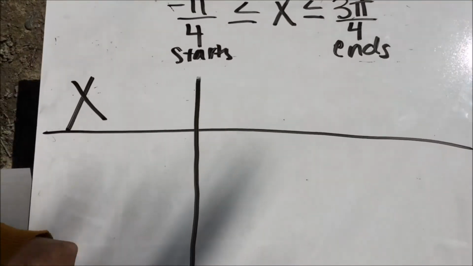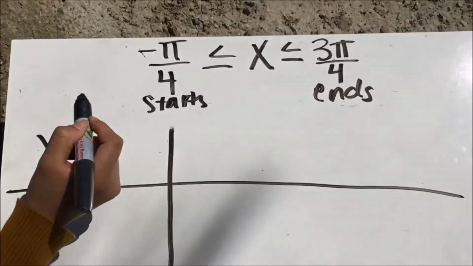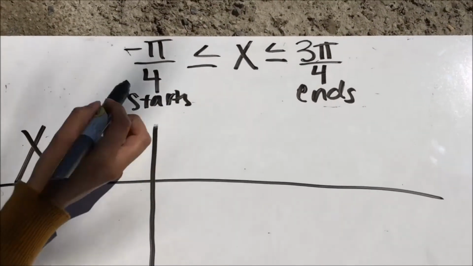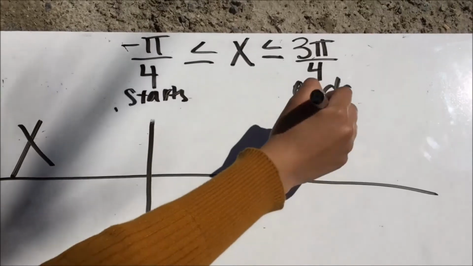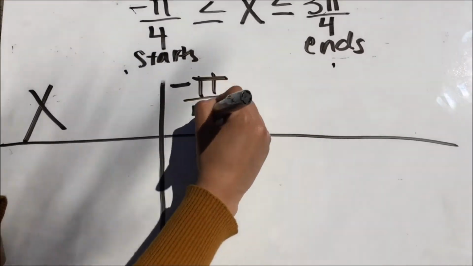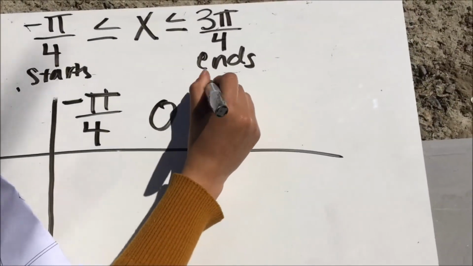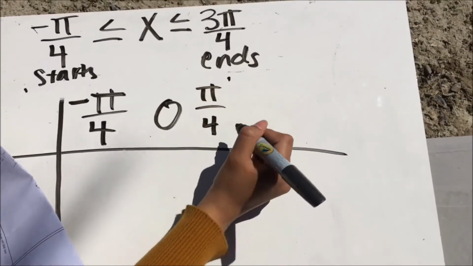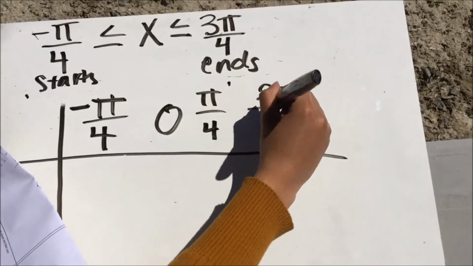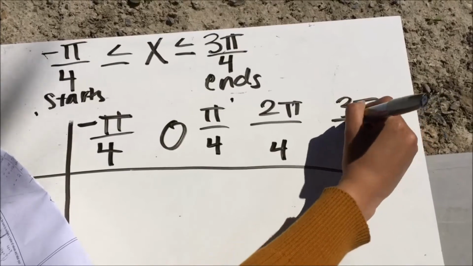Okay, so now we need to find our 4 intervals plus 1. So having this inequality, this is where it starts, this is where it ends. So we need to start at negative pi over 4, 0, pi over 4, 2 pi over 4, and then 3 pi over 4.